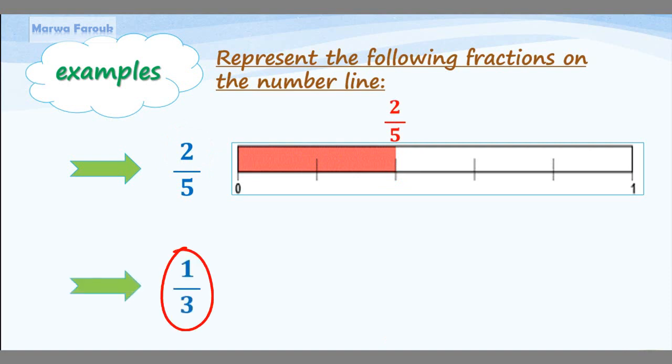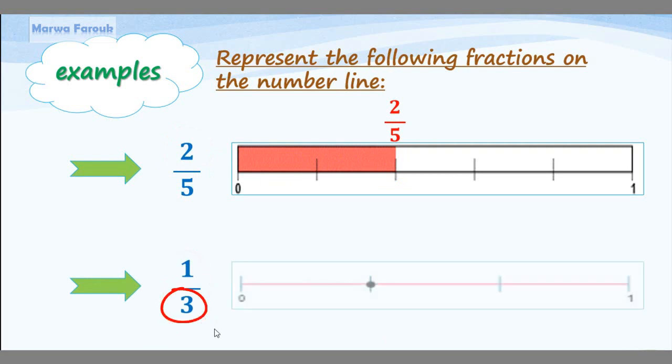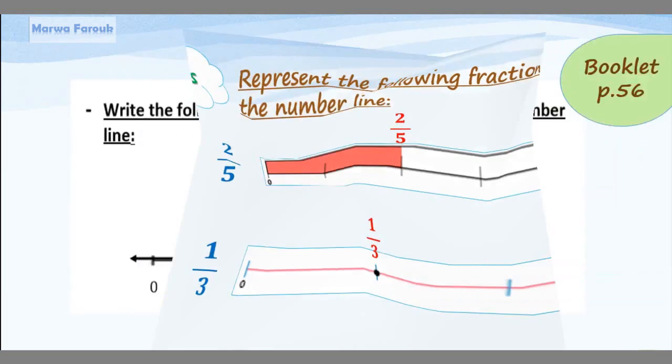Let's see another example. It's 1/3. So the number line here will be divided into 3 equal parts. Excellent. 1, 2, 3. And then I will look to the numerator, which is 1. So I just count 0, 1. So I will put here my fraction, which is 1/3.